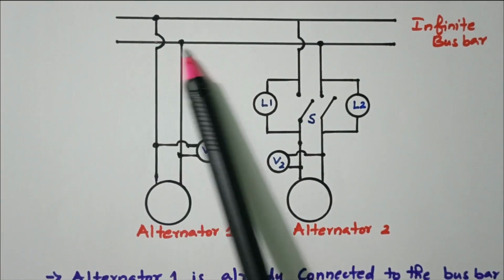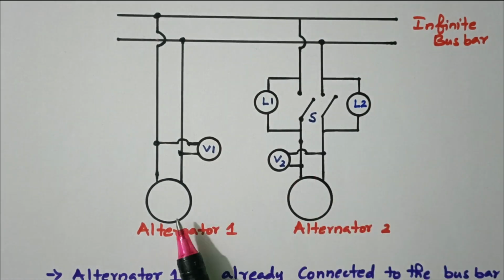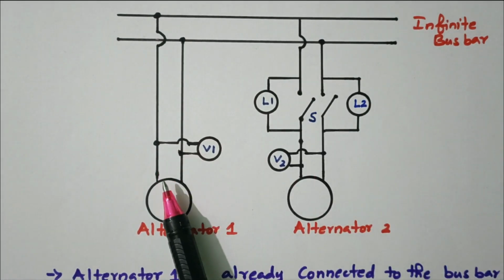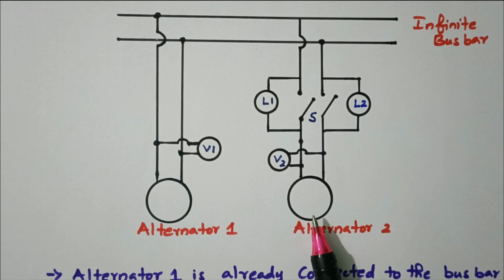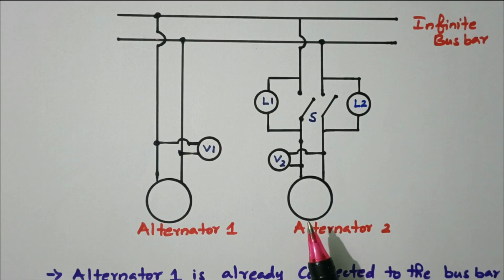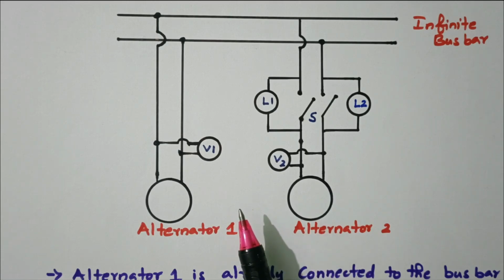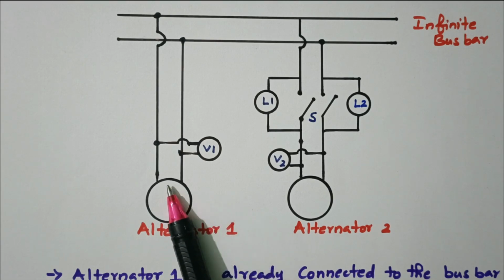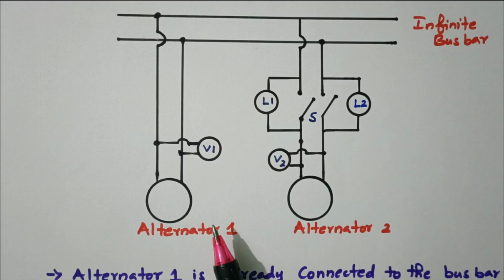So this is the infinite bus bar available. Alternator 1 is already connected. We need to connect alternator 2 by using the synchronization process, by satisfying the conditions of synchronization. We know that there are three conditions available. The voltage, frequency, and phase sequence should be the same for alternator 1 and alternator 2.